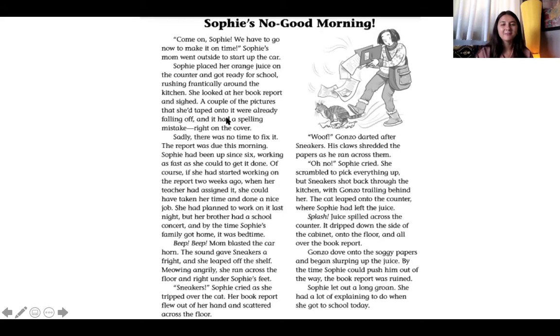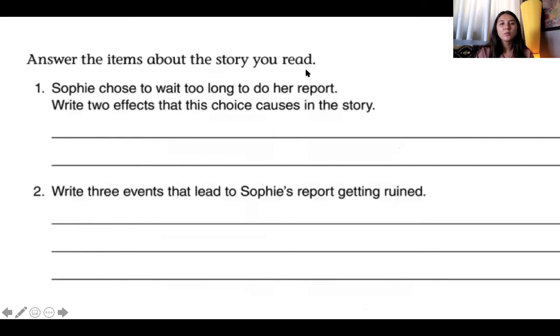Good job. So that really is a lousy morning for poor old Sophie. All right, let's have a look at the questions. Number 1, Sophie chose to wait too long to do her report. Write 2 effects that this choice causes in the story. So Sophie chose not to do her book report until the night before it was due. What are 2 effects of this choice?